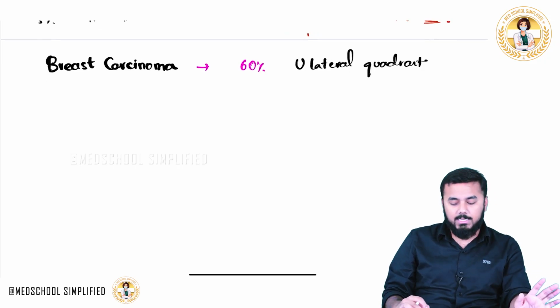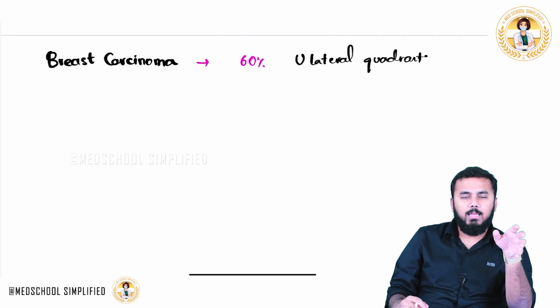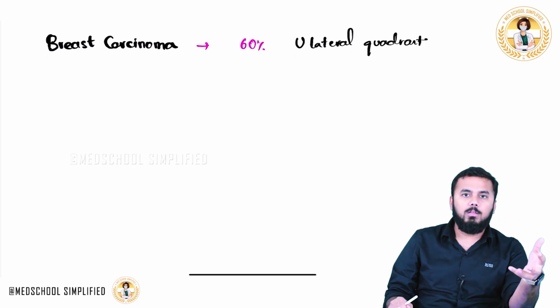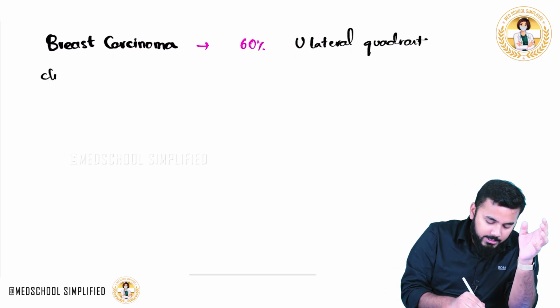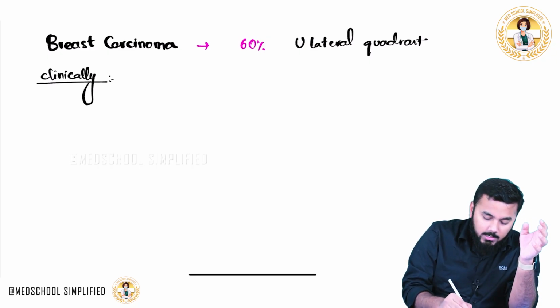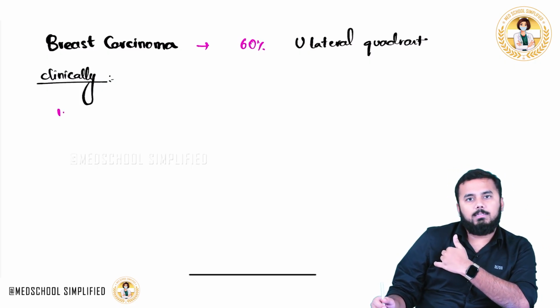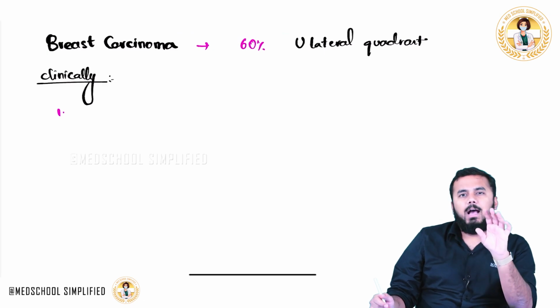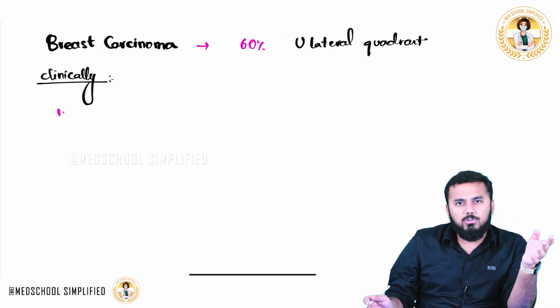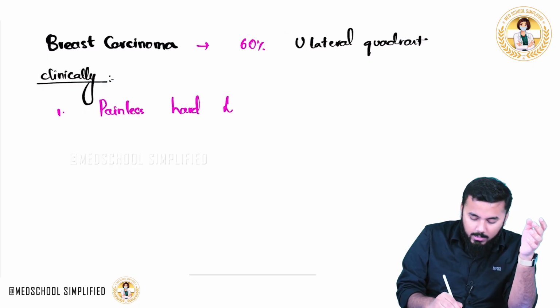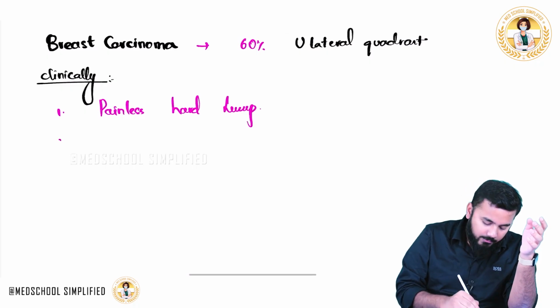Okay? For example, if a patient is having breast carcinoma, clinically, how will the patient present to me? What will be the signs? The first important thing is that when you touch the breast here on the upper lateral side, you will find a hard lump and the patient complains of no pain. So you will find a painless hard lump.